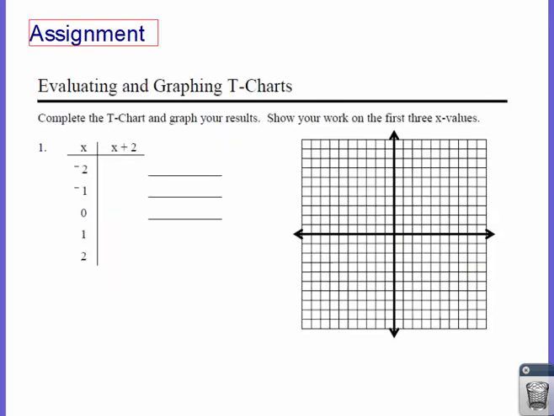So what we're going to do on our assignment is I'm going to give you a series of t-charts where I need you to evaluate that expression and show me the graph. Okay? And the way we do that is we show our work, we create our y values, which create a set of coordinates, and then we put those coordinates on the graph.